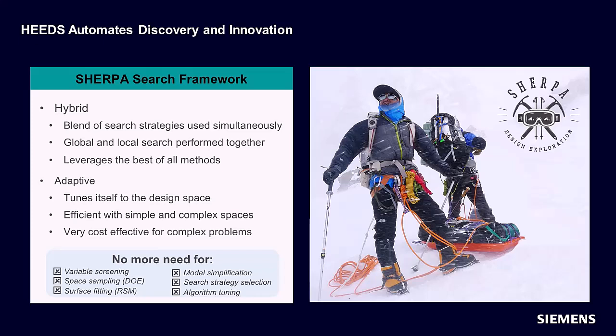However, Heat is adaptive in nature as well. It is continuously learning about the design space and tuning its strategies on the fly to explore the design space efficiently and dynamically. There is no need for the user to perform variable screening or model simplification or any kind of algorithm selection or tuning. Users can directly set up their models and start exploring better designs faster.